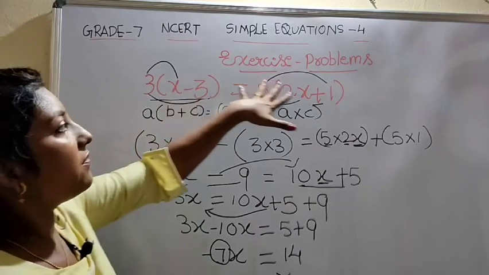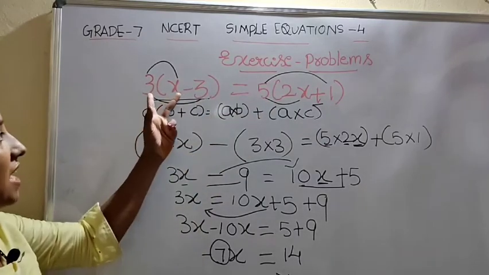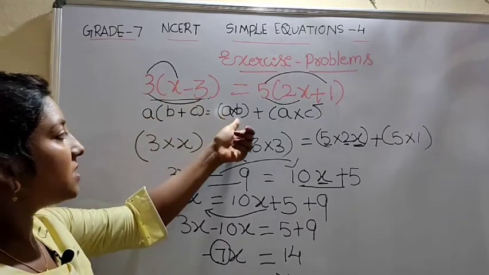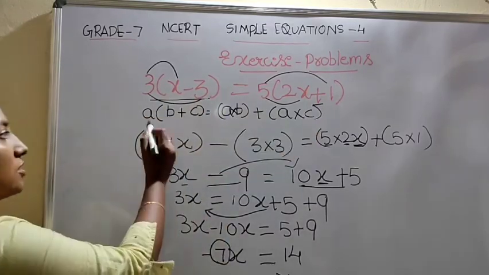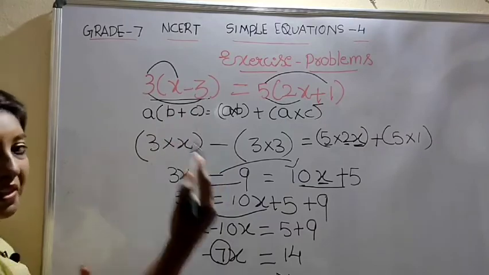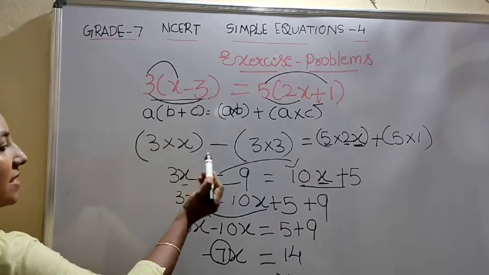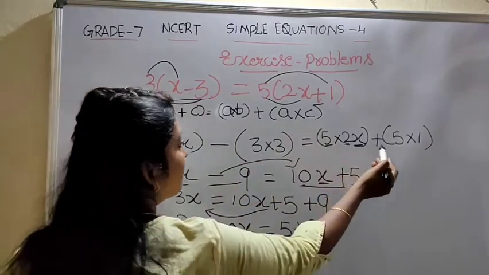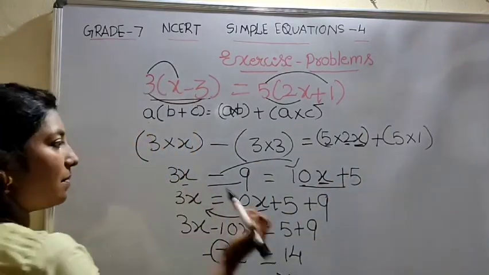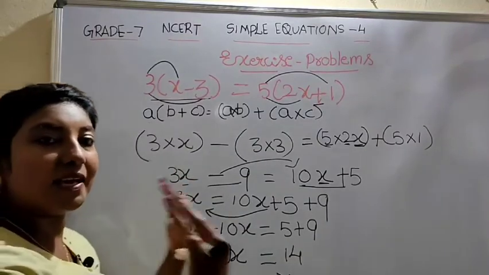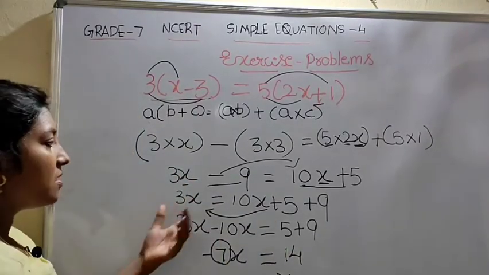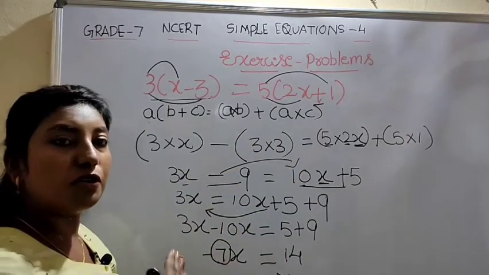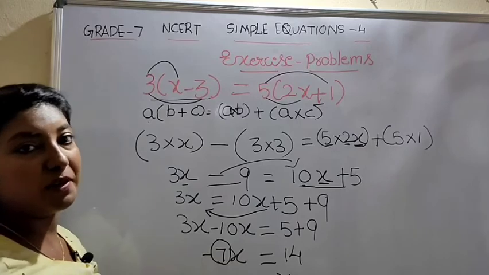So here they gave this equation. Here we have to perform the distributive property. A into b plus c gives a into b plus a into c. So I am multiplying all the numbers. So 3 into x minus, don't forget the sign, 3 into 3, which is 5 into 2x plus 5 into 1. And I am getting all the variables to one side, all the constants to the other side. So when I am changing the sides of the constants or the variables, the signs will also change.